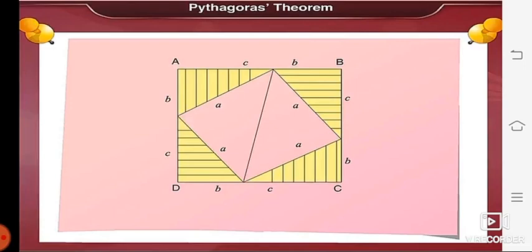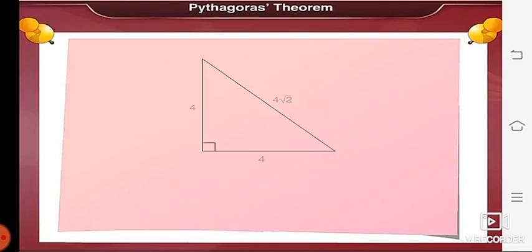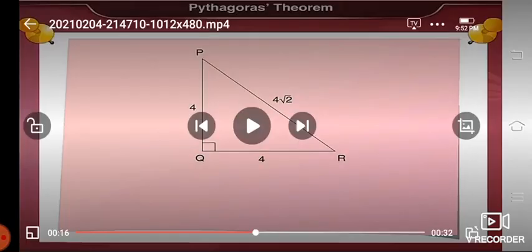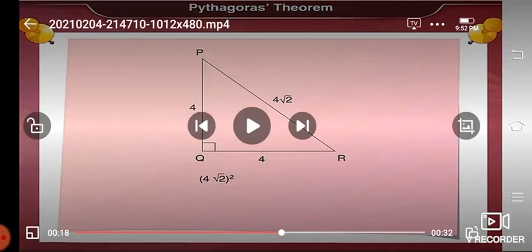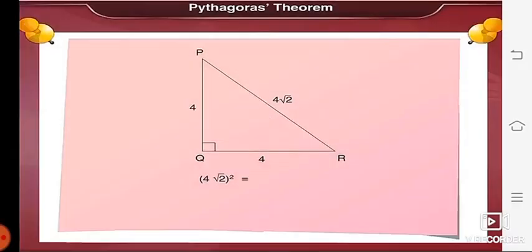Yes, so after that we have to measure the length of every side of the triangle. So we have done here, that is PQ is 4, QR is 4 and PR is 4 root 2. Okay, so we have measured the lengths of each side of the triangle. Now we have to find the square of the longest side, which should be equal to the sum of the squares of the other two sides.